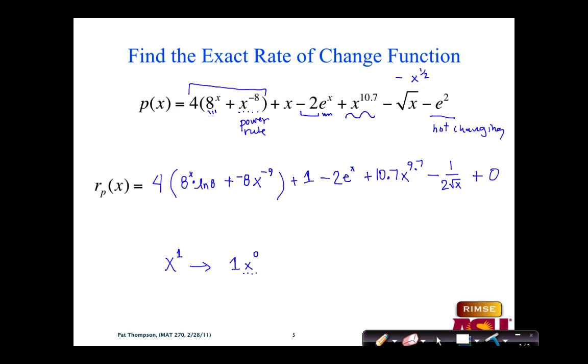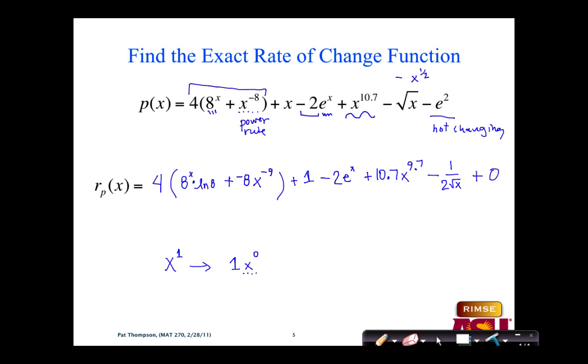But you don't have to write plus 0 any more than you have to write times 1. You can just leave it, but I'm writing it for emphasis here. The derivative of that e squared with respect to x, since it doesn't have an x in it, it's unchanging. There's no variable, there's no variation. So 0 rate of change due to that term.